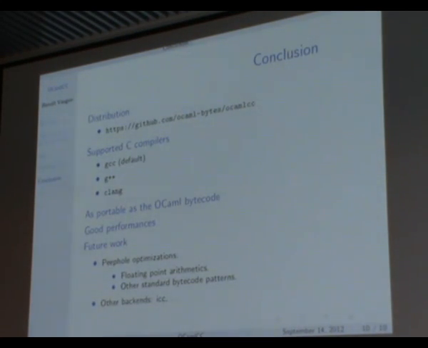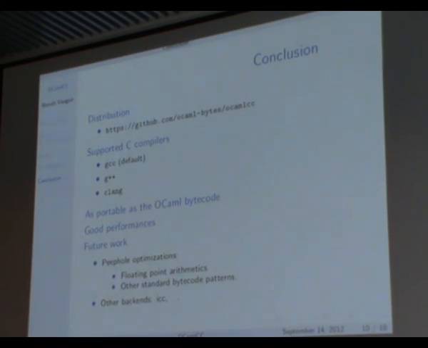So, conclusion. Our goal was to implement a compiler from OCaml bytecode executables to C code. We achieved our goal of portability, because we have the same portability as the bytecode interpreter. We support three C compilers. We actually tested just three C compilers: GCC, G++, and Clang. Our code is distributed at this link, so you can try it and report bugs. Actually it seems to work, and we have good performance.